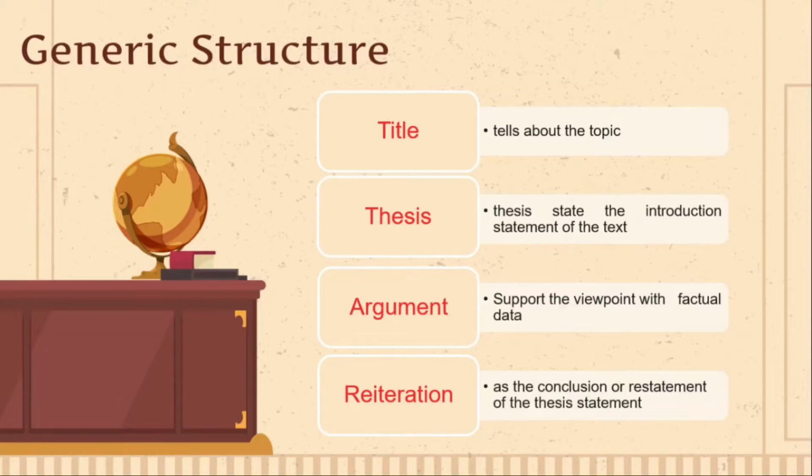Next, at the second meeting, students learn about generic structures and language features in exposition text. The generic structure of an exposition text has titles, thesis, arguments, and reiteration. Title tells about the topic, and thesis is the same as introduction. Therefore, thesis is the introduction statement of the text, or it means the starting point of an exposition text.